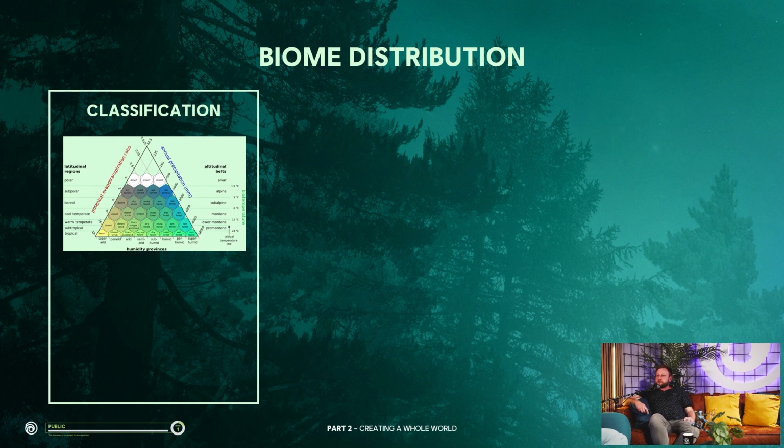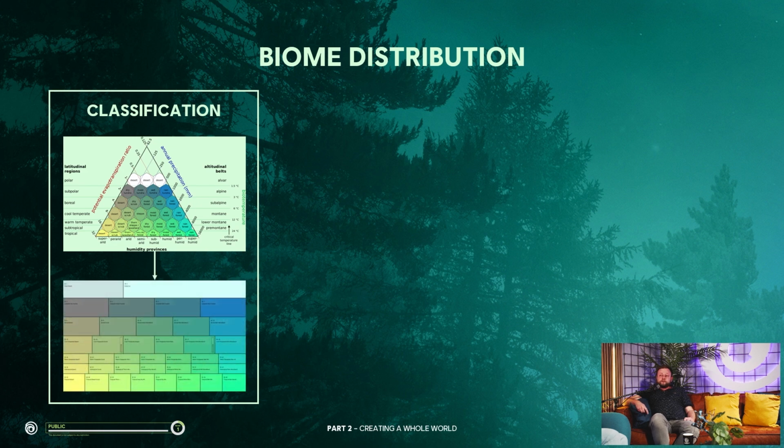So now we have our classification, right? We pick as an example here the Holdridge life zones. We simplify it. So instead of a three-dimensional pyramid, we make it two-dimensional. One axis is temperature, the other is humidity, and we distribute the ecosystems there.